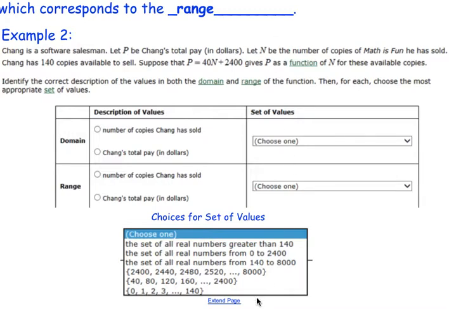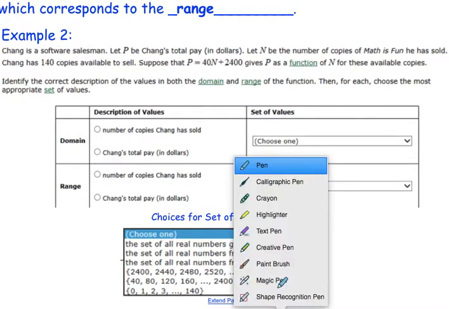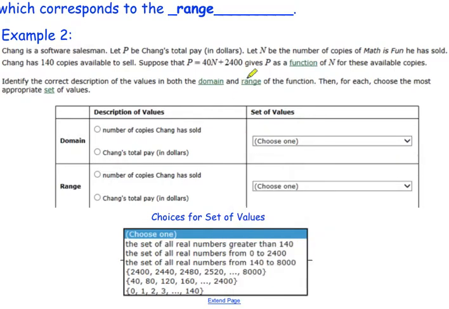Suppose that, so important here, they're giving us an equation. So if they give us an equation, we probably want to notice that equation. This equation tells us P as a function of N for these available copies. In other words, this function says his pay is equal to 40 times the number of copies sold plus $2,400.